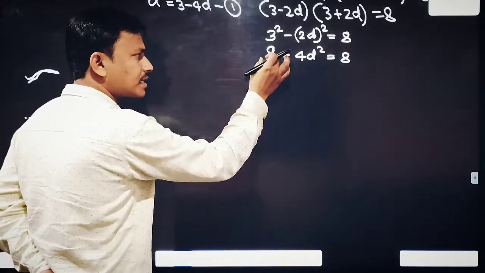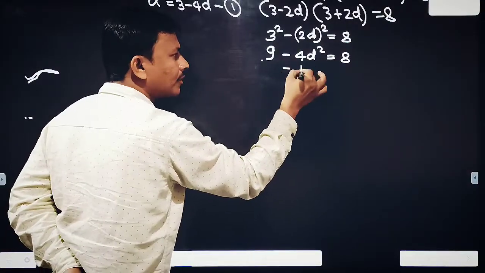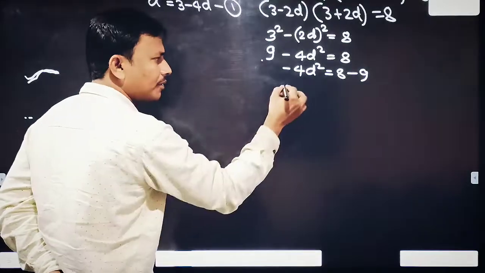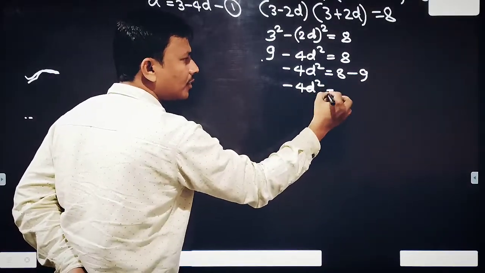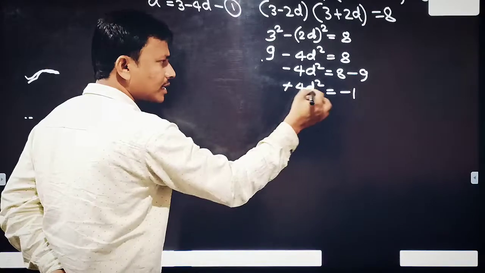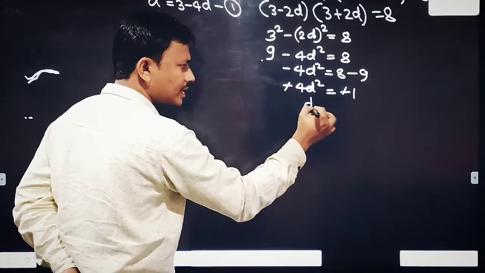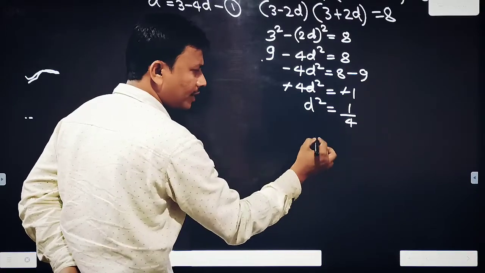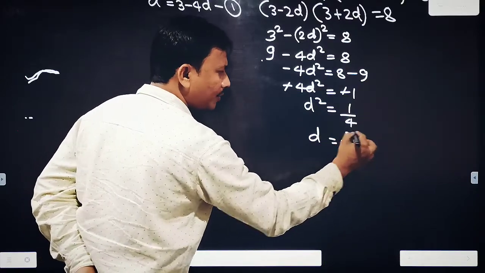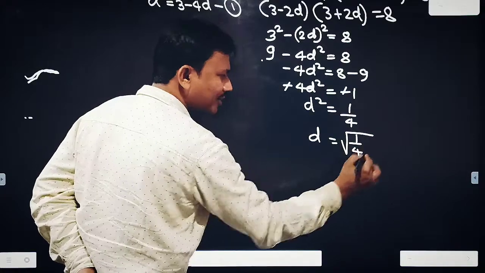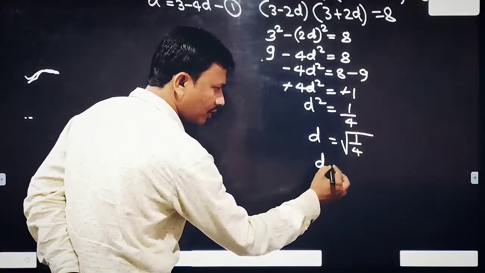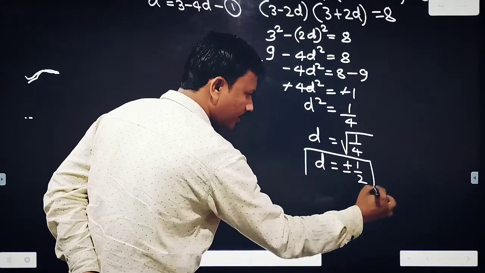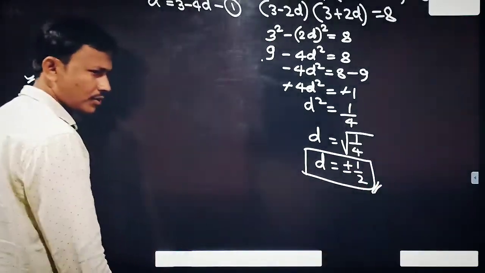Next, plus 9 it will become minus 9. 4D square is equal to 8 minus 9. 4D square is equal to minus 1. Minus minus cancel. D square is equal to 1 by 4, into 4 it will become divided by 4. After removing the square, we have to add root. What is the D value? Plus or minus 1 by 2. Plus 1 by 2, minus 1 by 2.